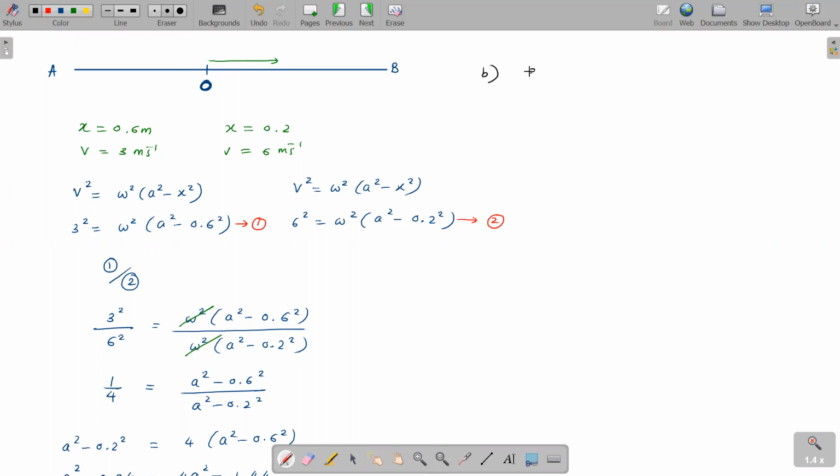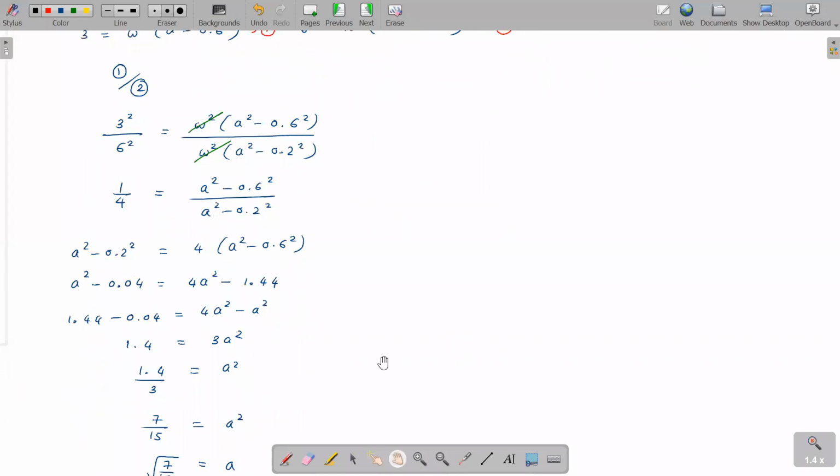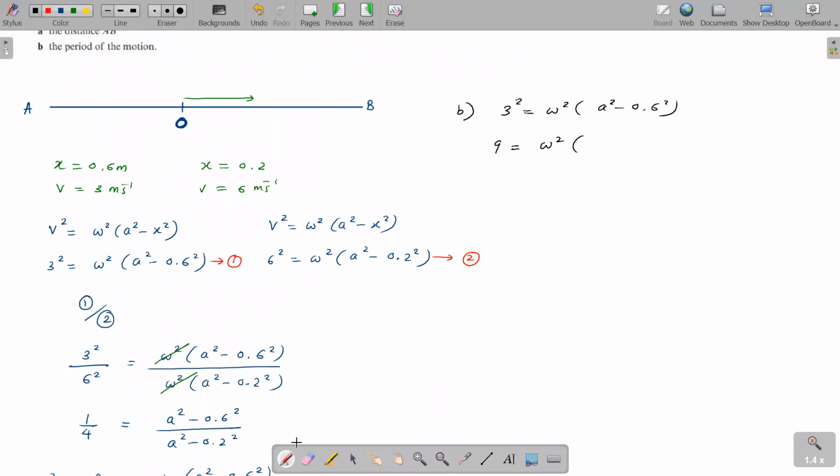I'll use equation number 1: 3 square equals omega square times A square minus 0.6 square. I prefer to go exact as much as possible. 3 square is 9 equals omega square. How much is A square? A square is 7 over 15. So A square, 7 over 15, minus 0.6 square, which is 0.36.